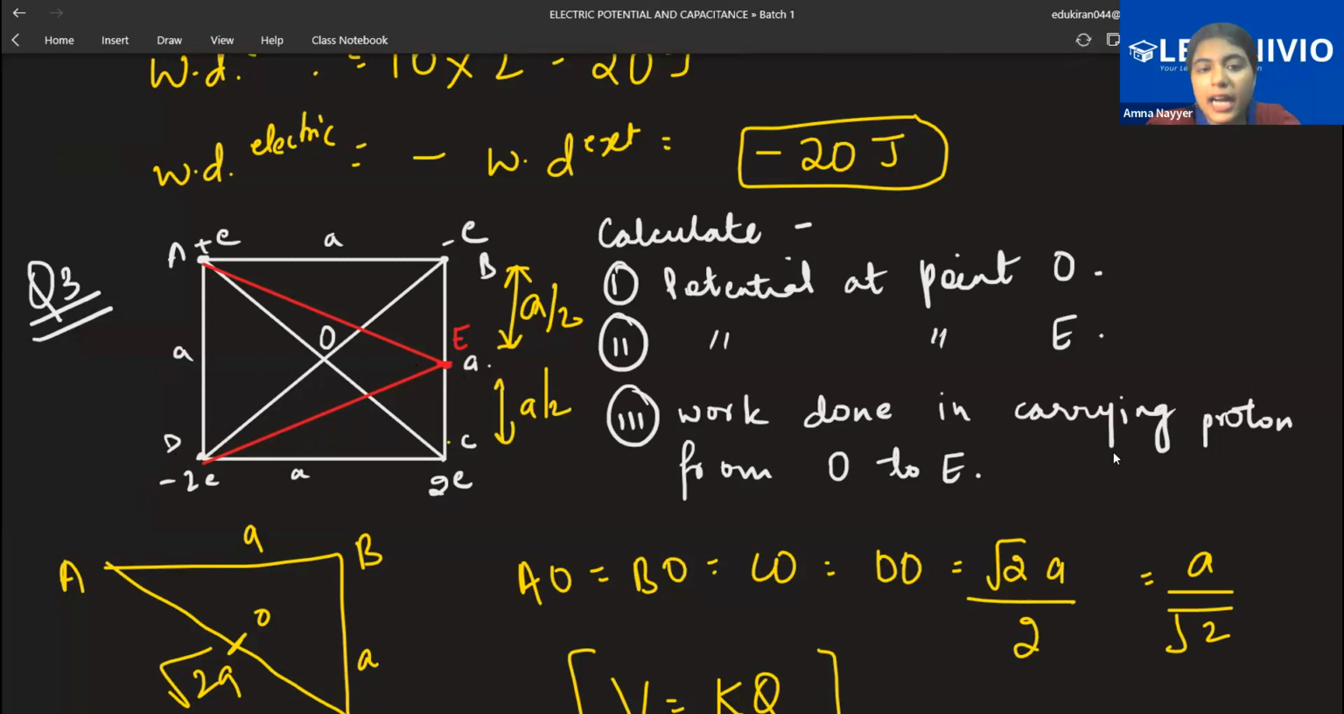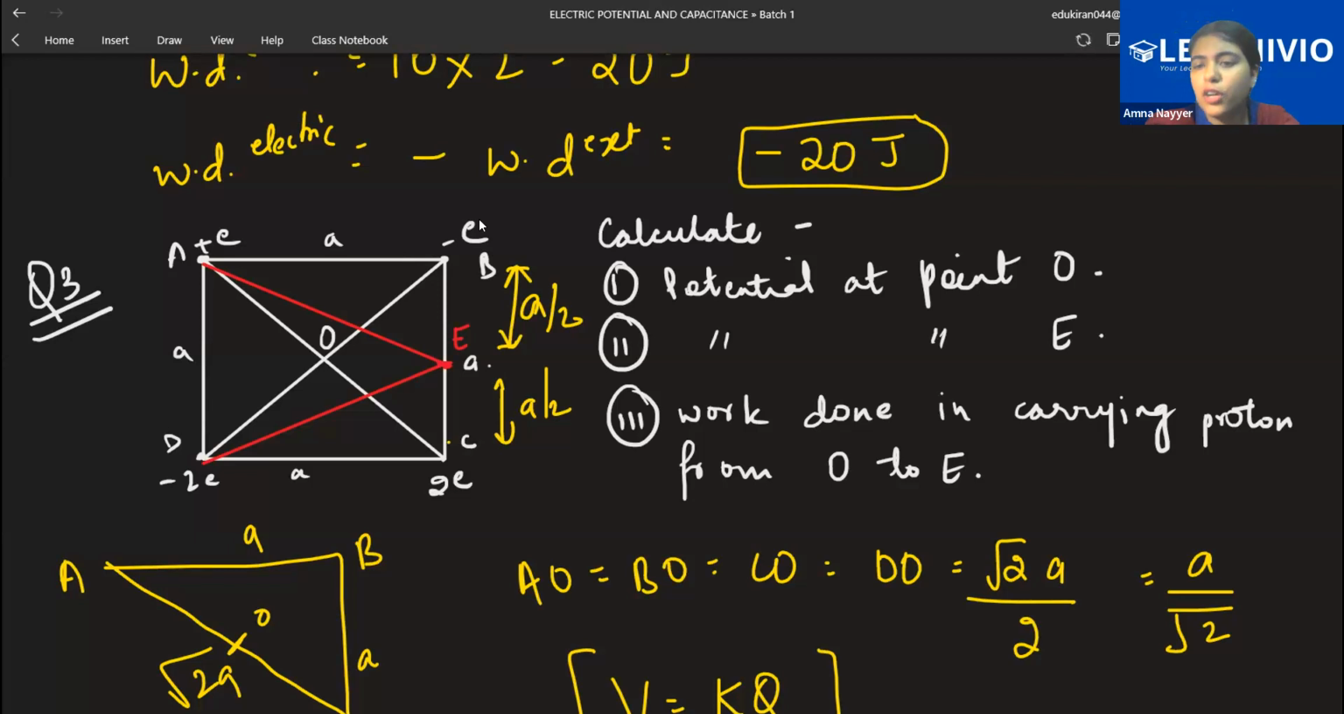Taha, you tell me again, what should be the potential at point E due to this charge? Yes, ma'am. What will be the potential at point E? I have told all the potentials. I'm just asking you to repeat one of them. What will be the potential at point E due to this negative charge, minus E? A by root 2, that will be the potential.